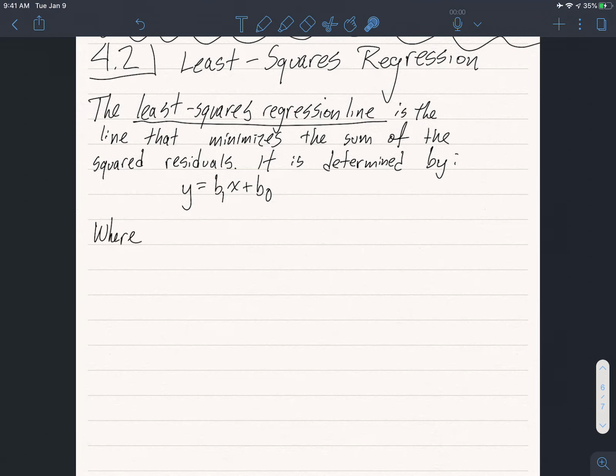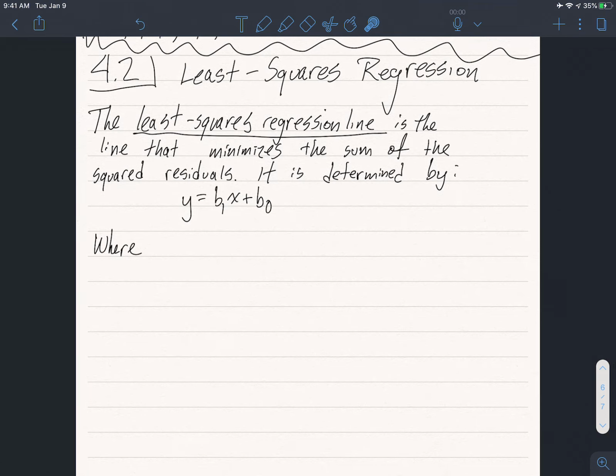a lot of you hopefully recognize this is the equation of a line, right? Y equals mx plus b. But for some reason in statistics, we like switching things up. We call it b1 and b0 instead of just m and b. But where b1 is the slope and given by b1 is equal to r times sy over sx. It's that r that we find when we're testing if they're correlated in the first place, times the standard deviation of the y's divided by the standard deviation of the x's.